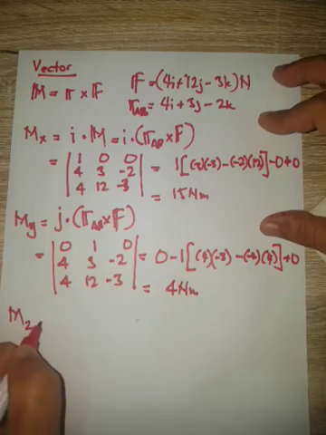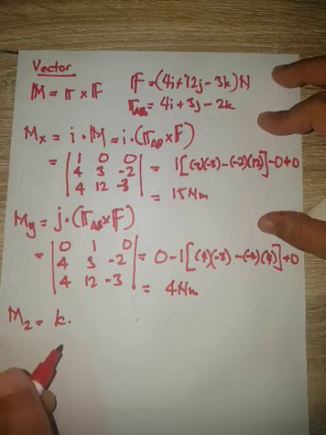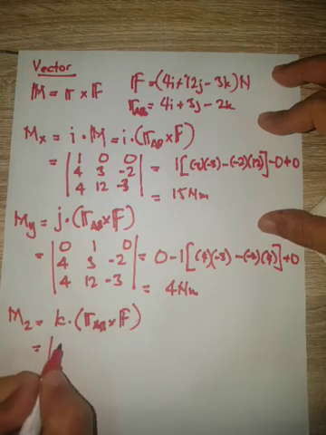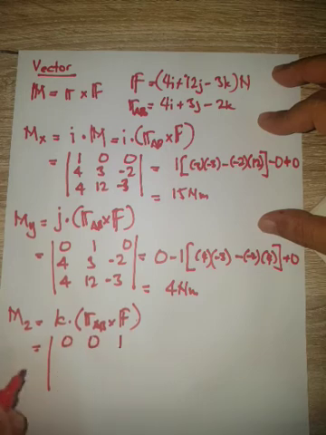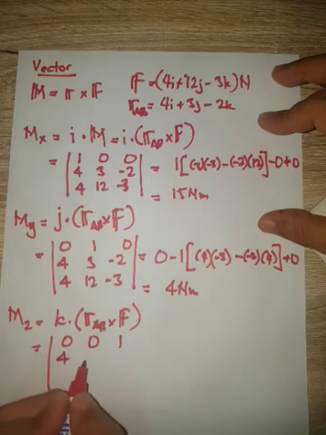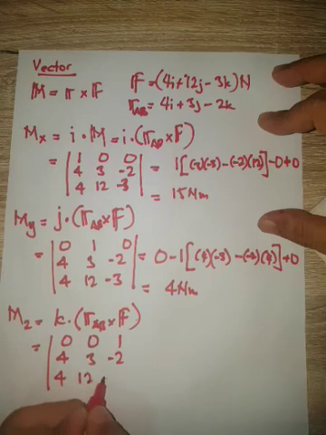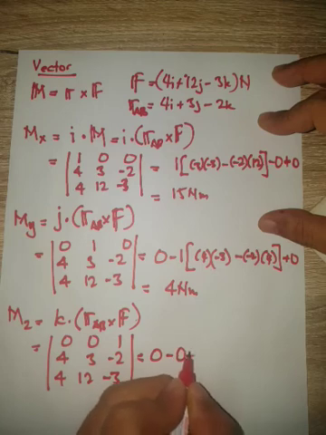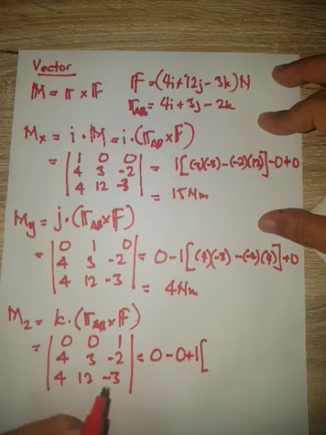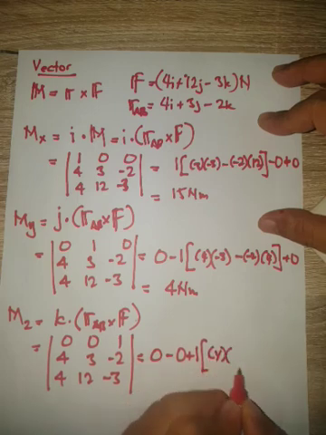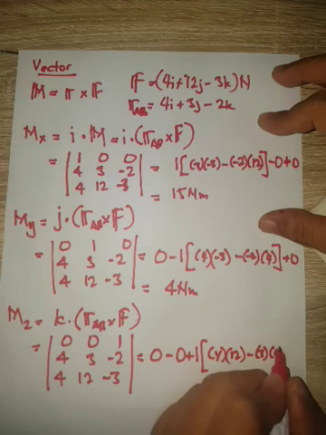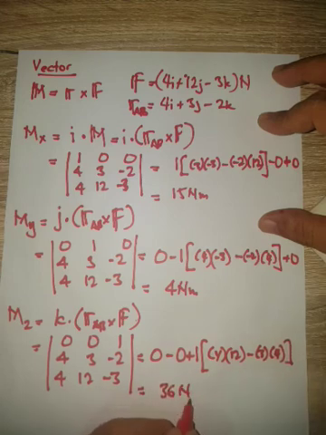And Mz is going to be k, the unit vector in the z direction, dot product with R_AB cross product F. So we get the determinant with i element 0, j element 0, and k element 1. Then we replace the position vector 4, 3, and minus 2, and the force 4, 12, and minus 3. We get the i component 0, the j component 0, and plus the k component, we have 1 times 4 times 12 minus 3 times 4. So we get 36 Newton meter.